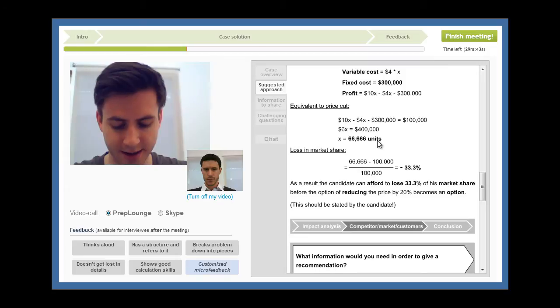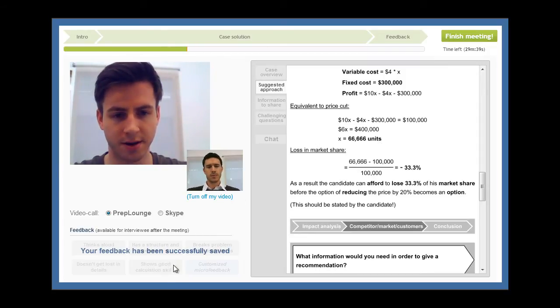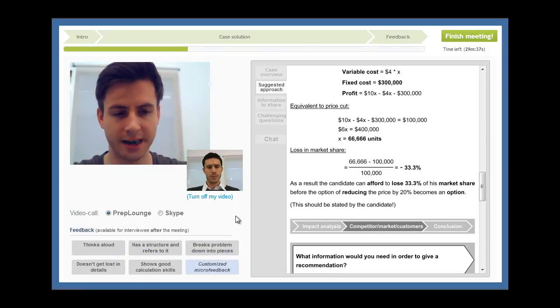And let me turn this around and just say, if we lose 33,000 products or less, not decreasing the price is the better option. Okay. Good. So what else would you need to know for a final conclusion?